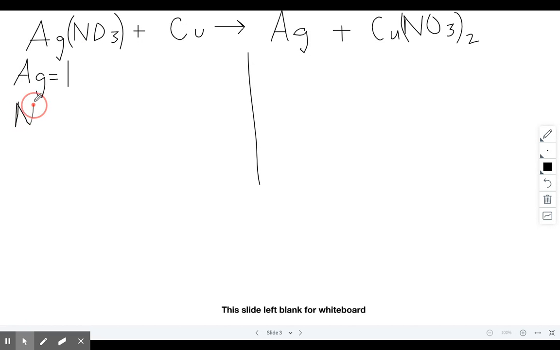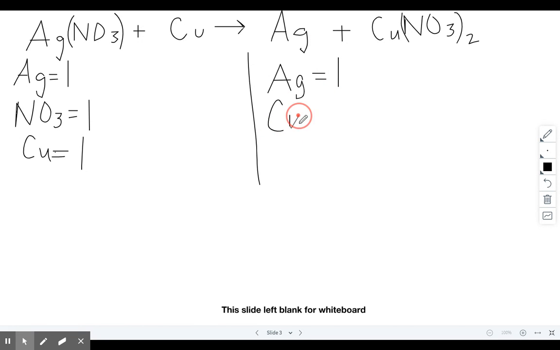But when I count how many NO3 sets I have on the left side, on the reactants, I just have 1. So just like math, you're looking for the number on the outside of the parentheses. There is no number on the outside of the parentheses, so that means you just have 1. Then I look at my copper, and I just have 1 there. There's no coefficient here, so it's just a 1. Then I go to my product side, the right side, and count my silver, and I don't have any number there, so that's just a 1.